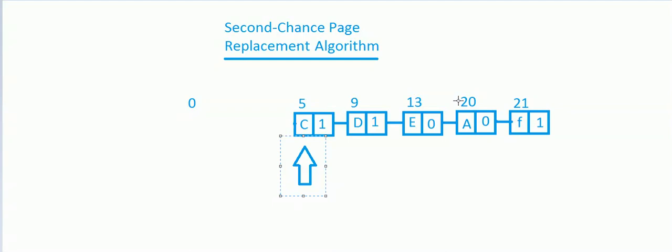Now this algorithm has one disadvantage also, which is if the reference bit of all the pages present in the cache is 1, it acts as FIFO.